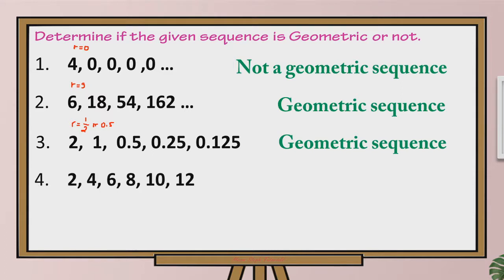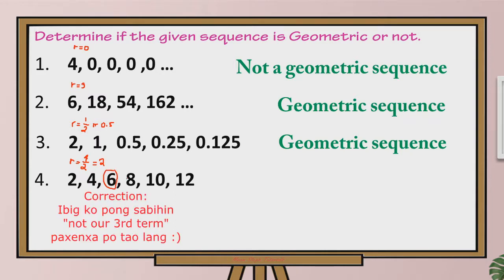How about number 4? So we have 2, 4, 6, 8, 10, at 12. If we are to get the common ratio, we have R equals 4 divided by 2, the result is 2. Kaya ititest natin kung ang common ratio natin ay 2, makukuha ba natin ang bawat isang term. So, 2 times 2, that is 4. Tama. 4 times 2 is 8, which is not our second term. Kaya, based dito, the fourth sequence is not a geometric sequence.